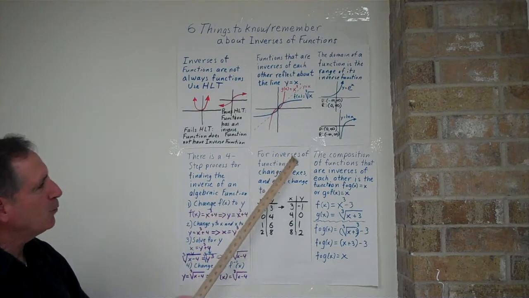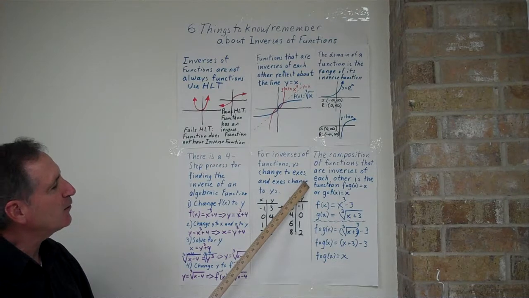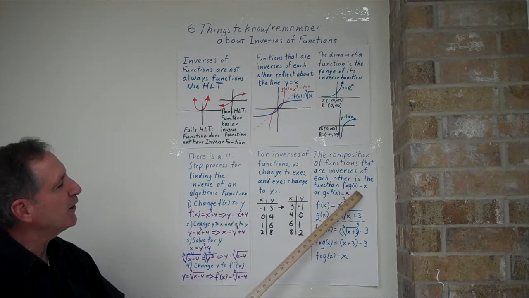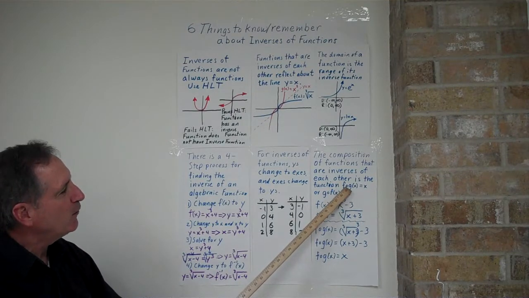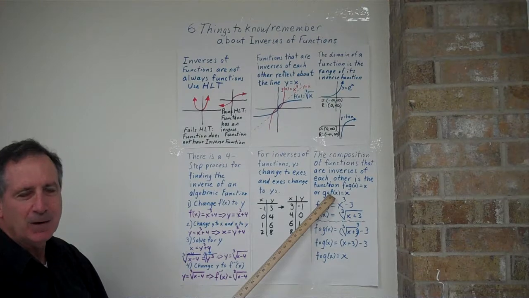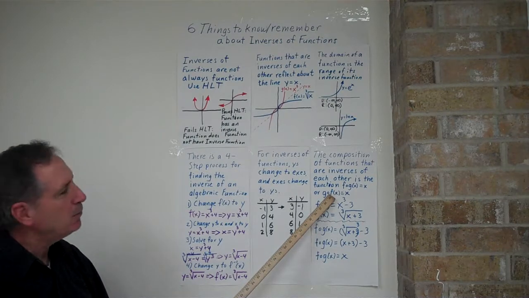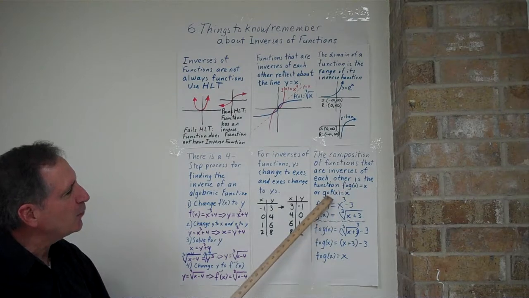Next, in the lower right, we have the composition of functions that are inverses of each other is the function f of g of x equals x, or g of f of x equals x. And this little circle between the f and the g, and also between the g and the f, is not a letter. It's a little smaller than a zero. It's fainter, and it means composition of functions.